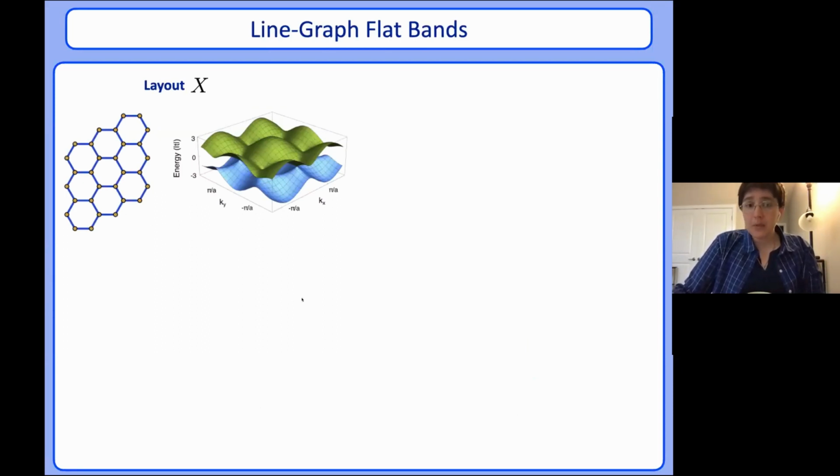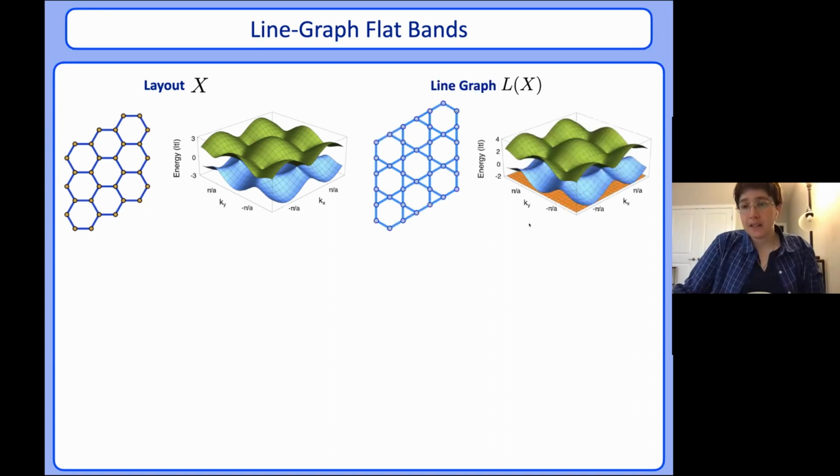So probably the most common example of a graph and its line graph is graphene. So here's graphene and its band structure. And as I said, its line graph is the kagome lattice. And this is the band structure of the kagome lattice. For the experts here, this is for our sign of the hopping. And so it's upside down from standard.